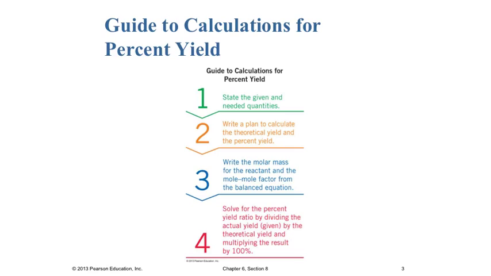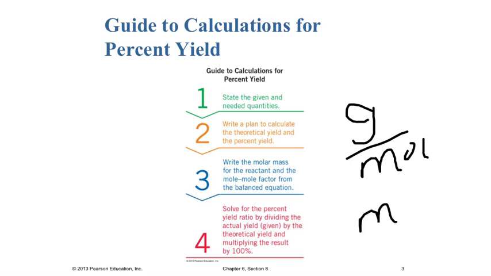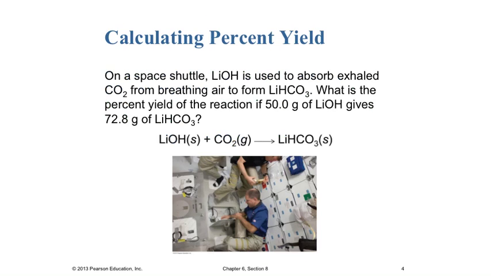So here are some steps when calculating your percent yield. You're going to state the given, write a plan, write the molar mass. Remember that molar mass is grams over moles or moles over grams. From the balanced equation, you're going to solve for the percent yield by dividing the actual over the theoretical and multiplying it by 100. So in this problem, it's asking you to calculate the percent yield.